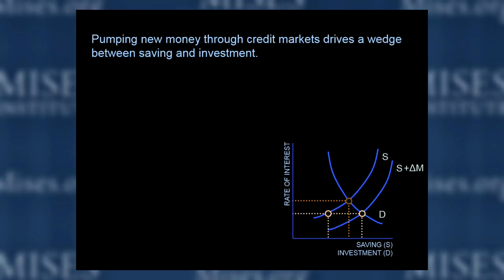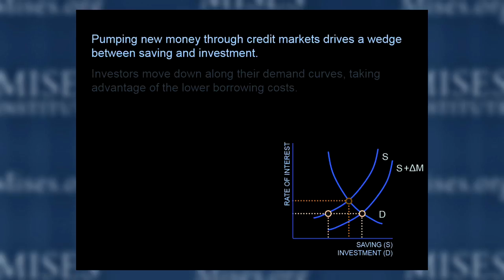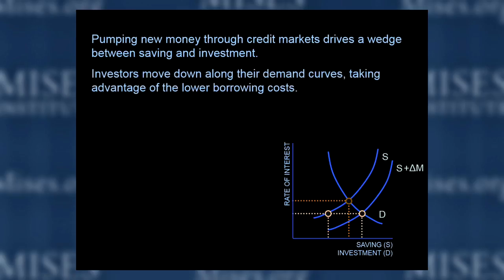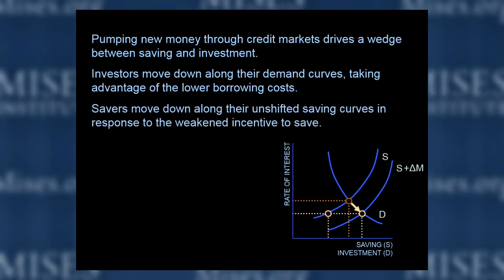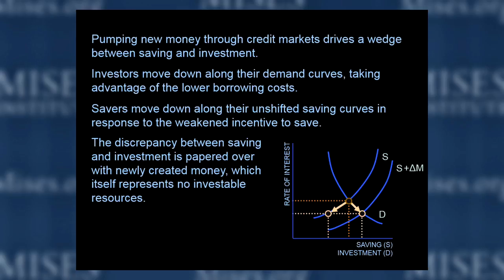Okay, now pumping new money through credit markets drives a wedge between saving and investment. Investors move down along their demand curves, taking advantage of the lower borrowing costs. You see that arrow, okay? And savers move down along their unshifted saving curves in response to the weakened incentive to save, that is, that lower interest rate. So the discrepancy between saving and investment is papered over, literally, isn't it?